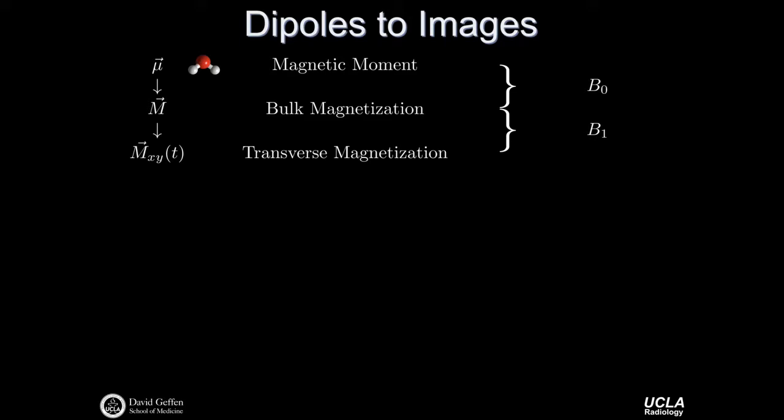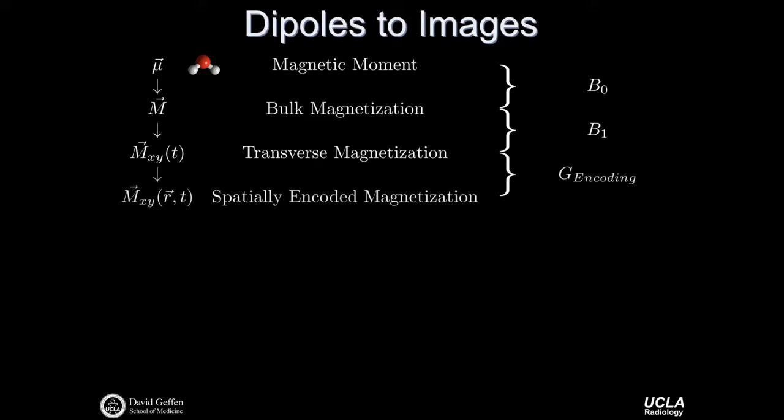For example, we need the B1 field to generate so-called transverse magnetization, which will vary as a function of time as it's precessing and decaying. We also need gradients to do the spatial encoding, and these magnetic field gradients transform our time-based signal into a space and time-based signal. As we mentioned previously, we'll need a coil, and that coil takes advantage of Faraday's law of induction to transform our spatially encoded magnetization into a voltage signal that can be recorded.